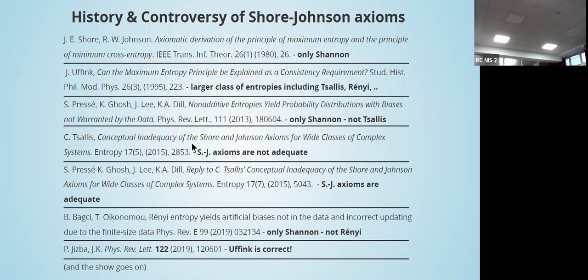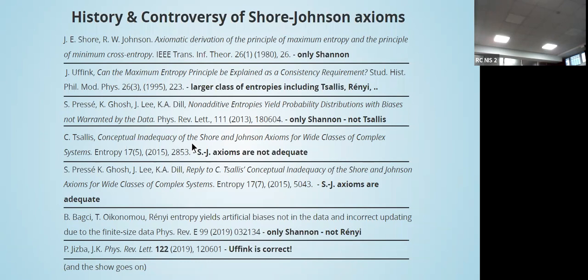So they were basically restraining themselves to a much smaller class of entropies, and he showed that these axioms, as they were originally formulated, are fulfilled by a large class of entropies, including many others. Basically, any increasing function of any entropy satisfies these axioms. And then in 2013, a group led by Steve Presse, whom I mentioned earlier in the previous talk, wrote a paper arguing that non-additive entropies, because there was a boom of Tsallis entropy, particularly yield probability distributions with biases, because they are not warranted by the data.